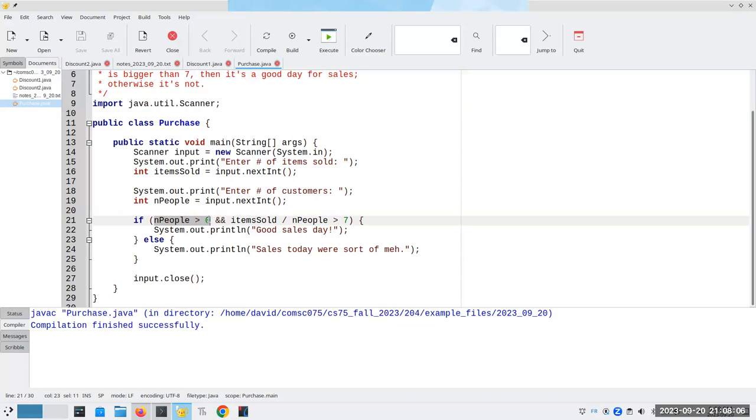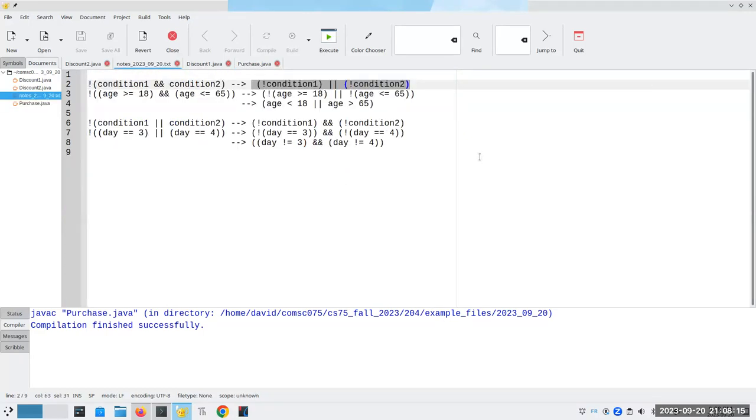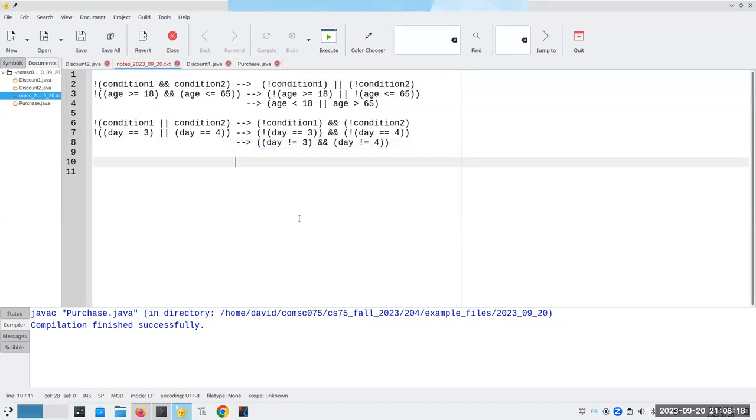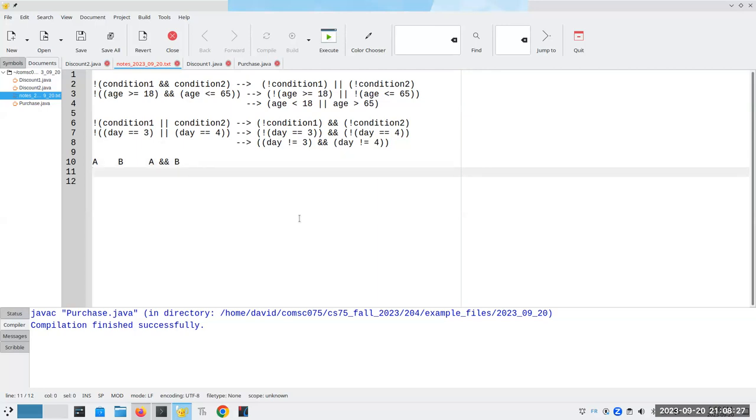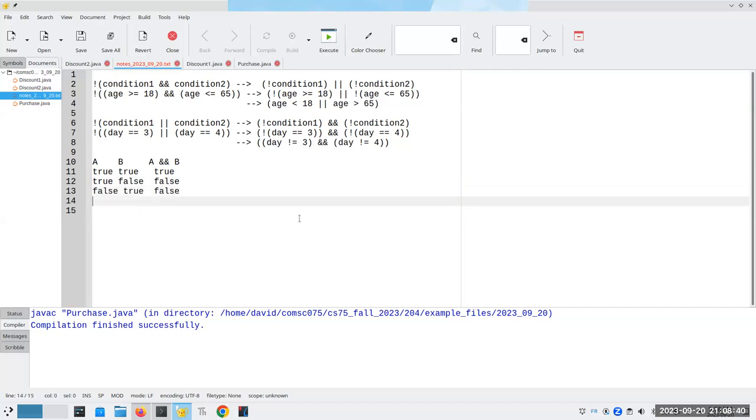Here's the question that some people ask. They say, well, wait a minute, you tested this, but how come it didn't do the division anyway? And the answer is because of something called short circuit. Let's take a look back at our truth table for AND. We have condition A and condition B, and we want to say A and B. So here we have true and true is true. True and false is false.